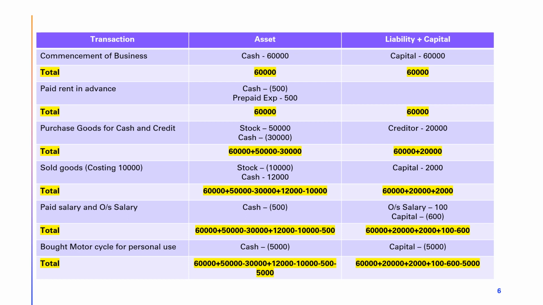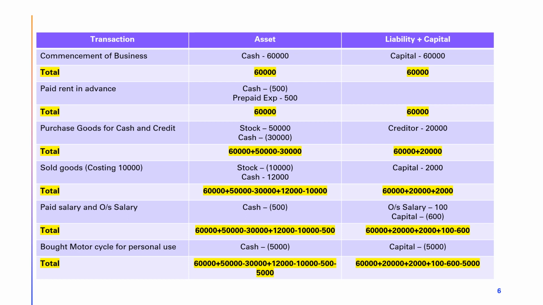Fourth entry is sale of goods costing 10,000. Here first the stock component of asset side is reduced by 10,000 and the cash component is increased by 12,000. Here in order to balance the equation, we will increase the capital component on liability plus capital side by 2,000 as this denotes the profit earned by selling that portion of stock.